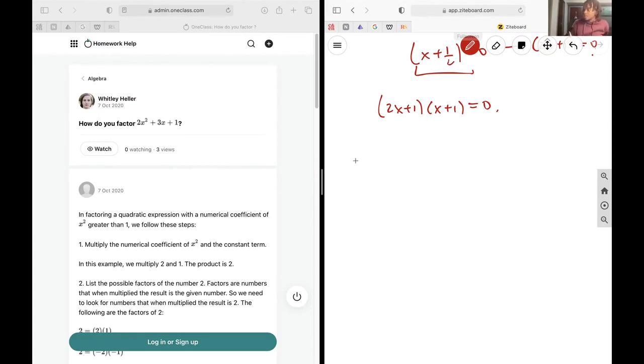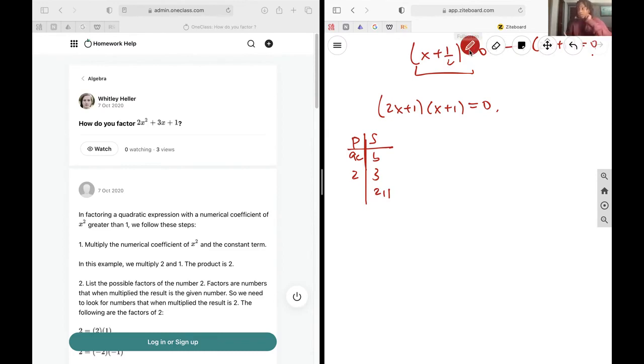So for our second method, we're going to use product sum. So recall AC, B. AC is going to give me 2, and B is 3. And so I want two numbers that when I multiply them, I get 2, and when I add them, I get 3. My factors of 2 are 2 by 1. So I can just put in those two numbers, 2 and 1, because 2 plus 1 is 3, 2 by 1 is 2. And so it works.